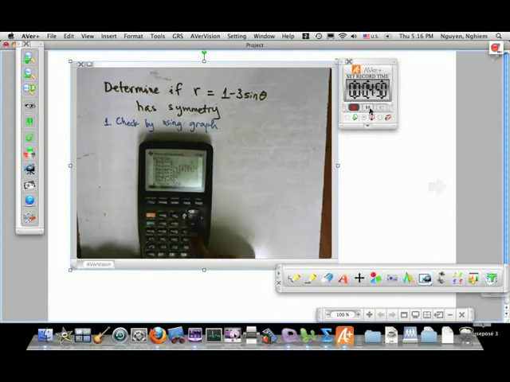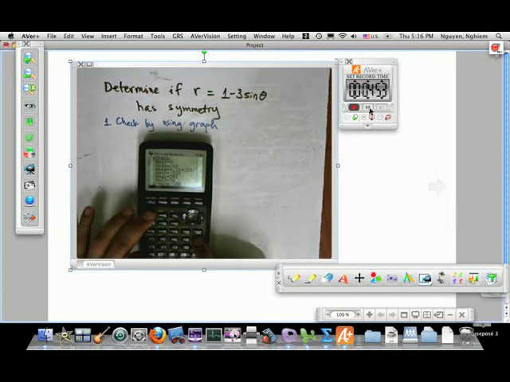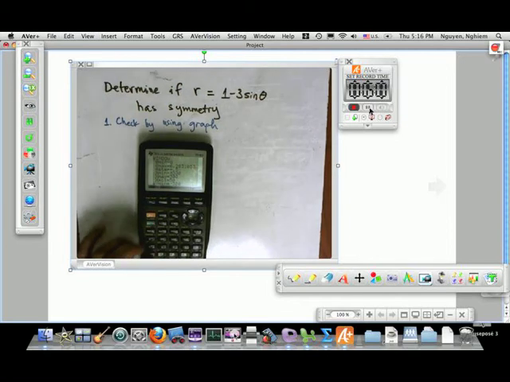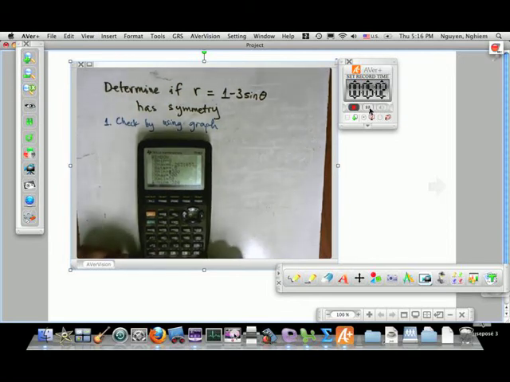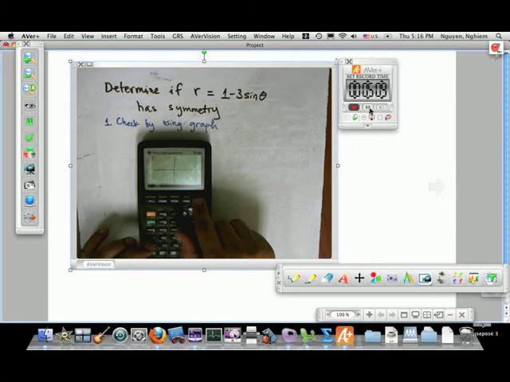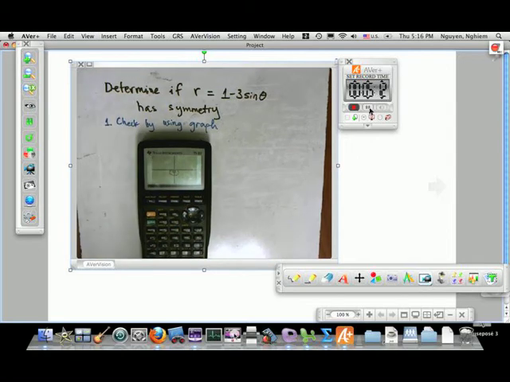My window is going to go between 0 and 2 pi, and we'll increment this in half a radian at a time. For the X min, we'll just go with the standard 10 by 10 window. And we can hit graph. You can see there that the graph is very tiny. It's kind of jagged. So what I'm going to do is decrease the theta step a little bit to 0.1, and hopefully that'll give me a more smooth graph.